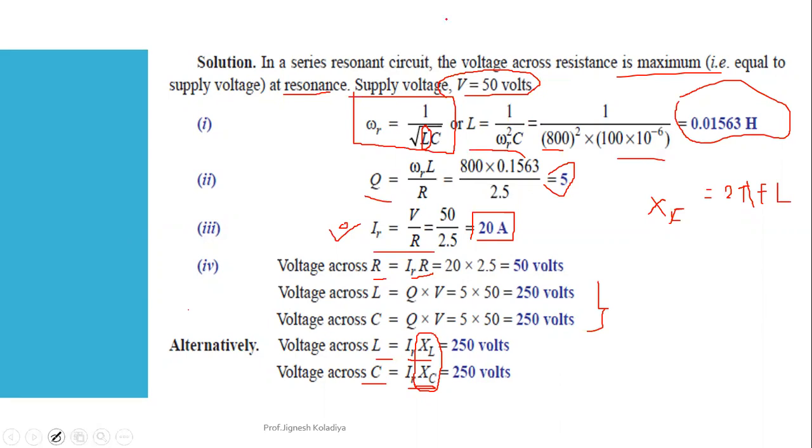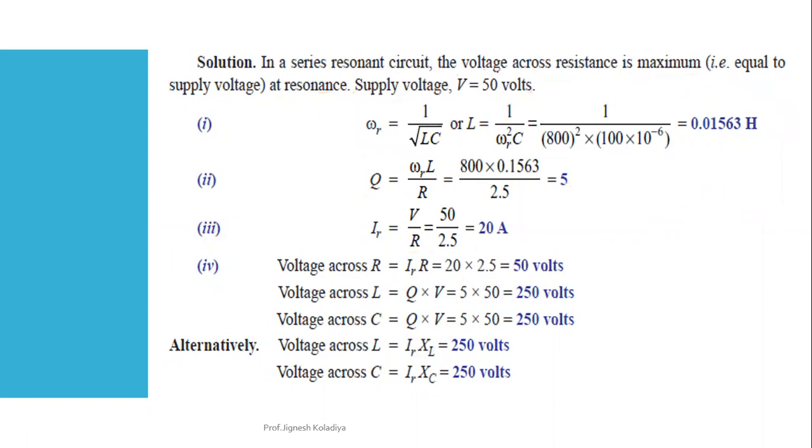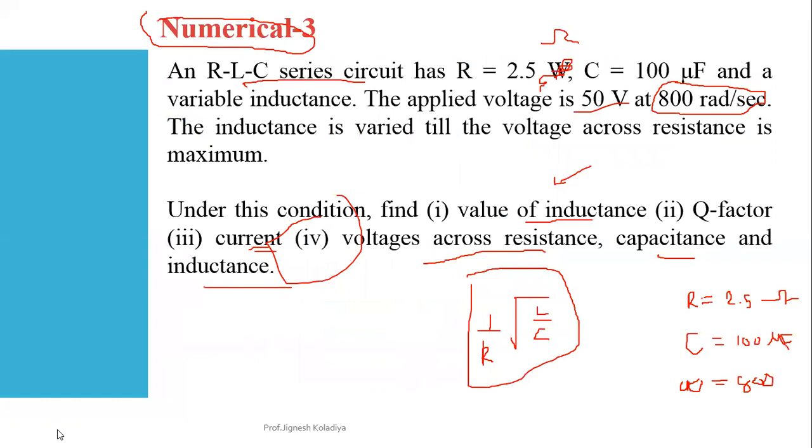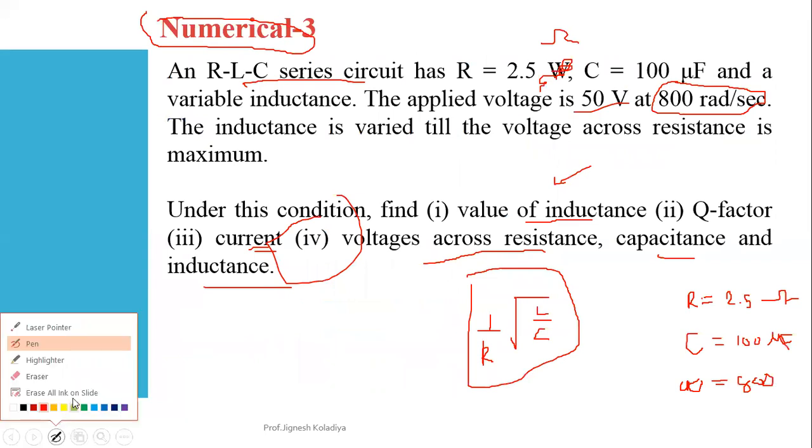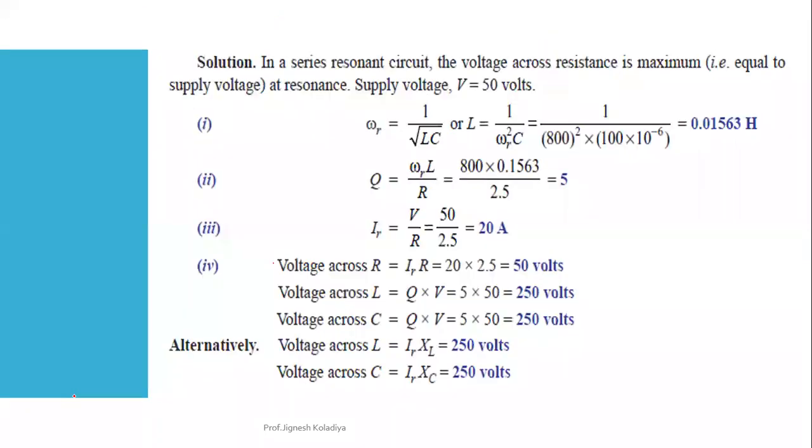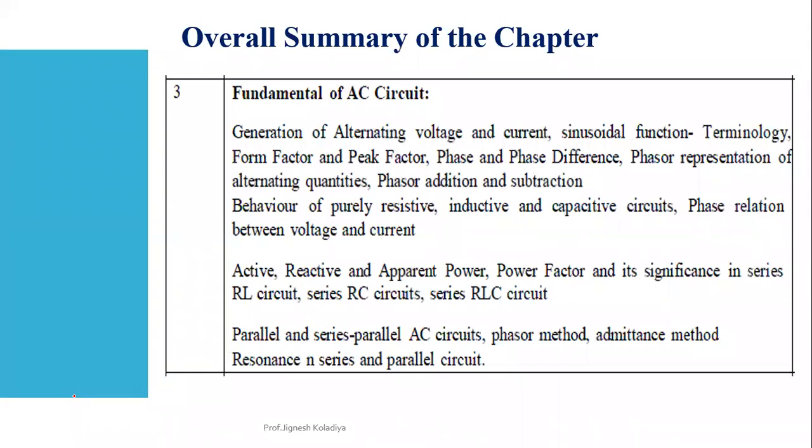Okay, so this is all about chapter number 3. Let me just tell you the highlight or overall summary of the chapter. This is the chapter which we have completed, fundamental of AC circuit, in which from starting to end we have completed all this topic with numericals.